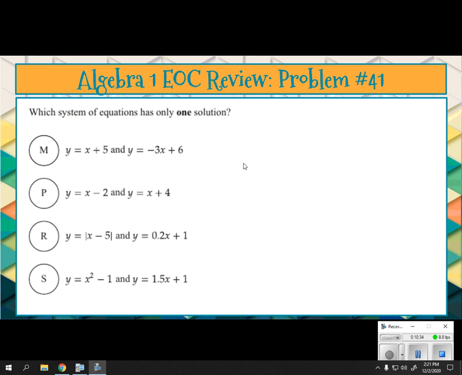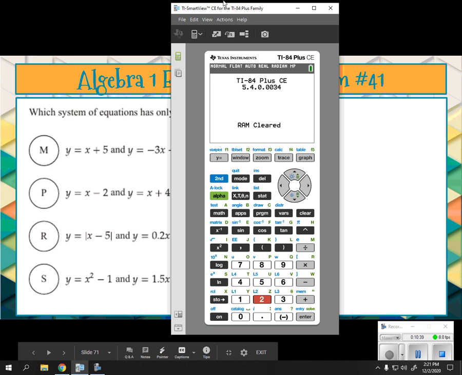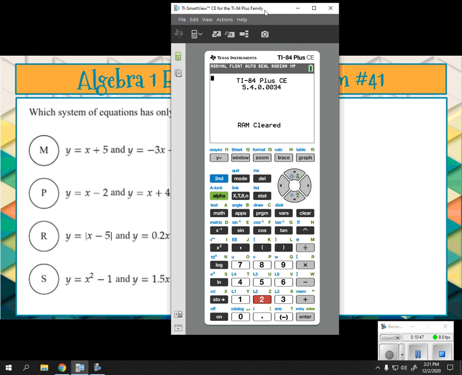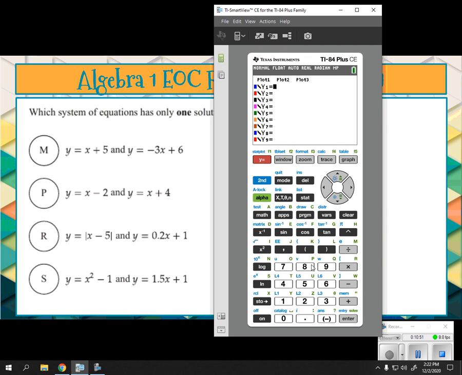So let's break out the calculator and let's see what it would look like if we type these in. I'm going to start with the quadratic and then the absolute value. So go into y equals x squared minus 1.5x plus 1. And it definitely crosses more than one time. There are 2 points of intersection.